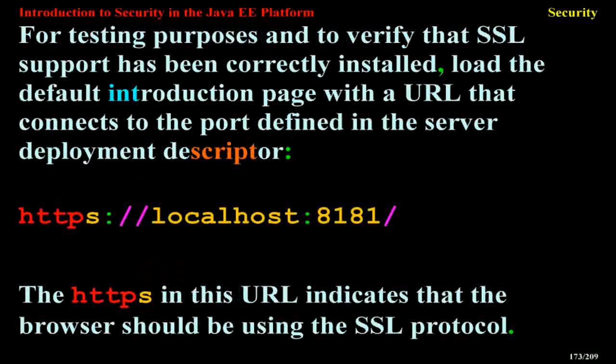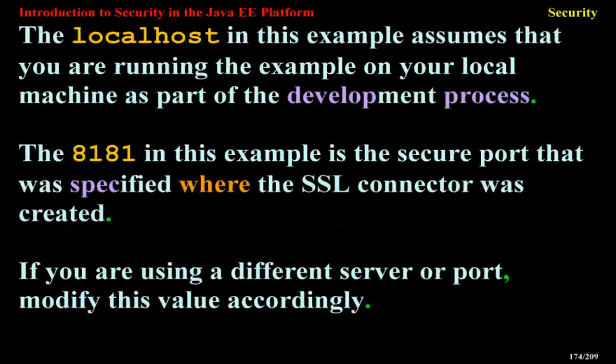The HTTPS in this URL indicates that the browser should be using the SSL protocol. The localhost in this example assumes that you are running the example on your local machine as part of the development process. The 8181 in this example is the secure port that was specified where the SSL connector was created. If you are using a different server or port, modify this value accordingly.